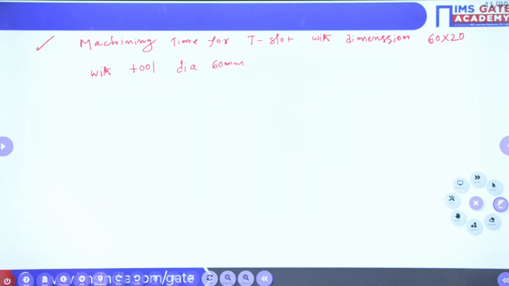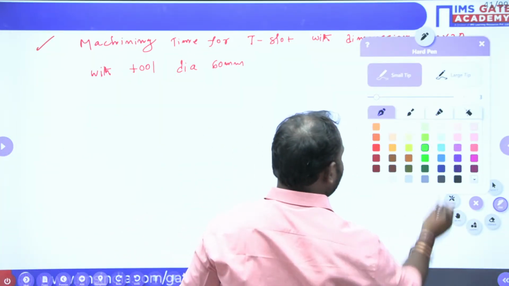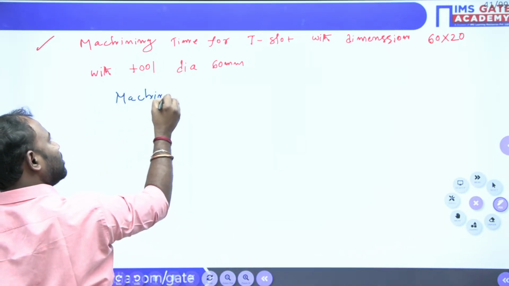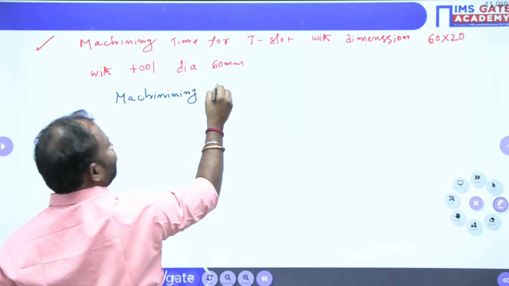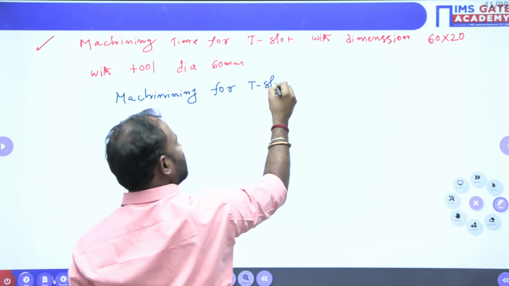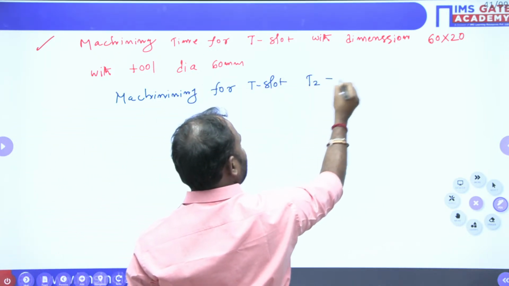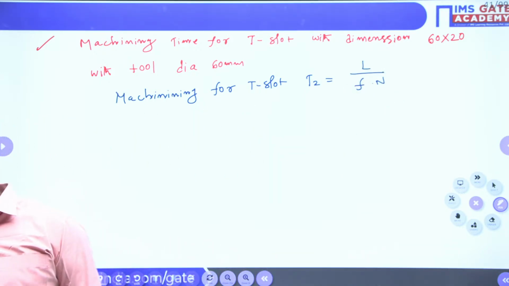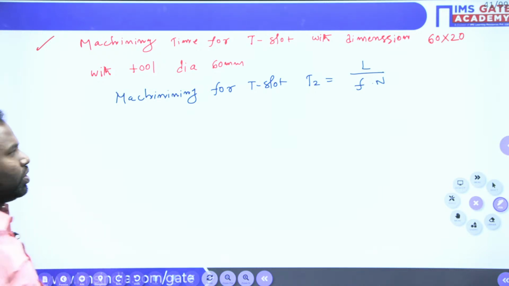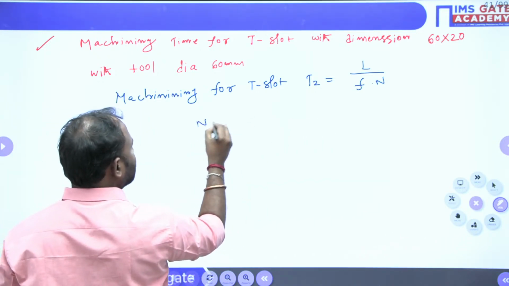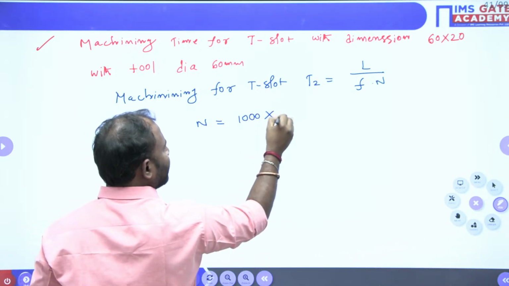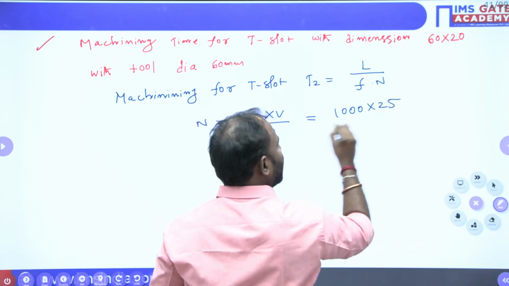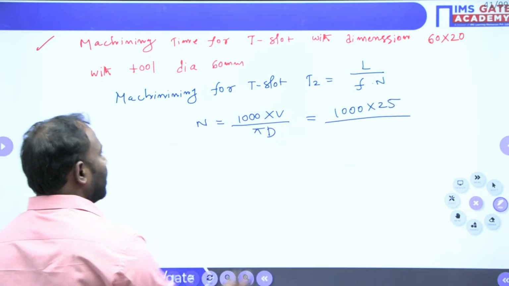Now machining time, again our basic formula, what is that? L by F N. Machining time for T slot, that is T2 equals L by F dot N. Here F is the same. Now N equals 1000 V divided by pi into D. Here 1000 into 25. Cutting speed is 25 only. Now pi into D.